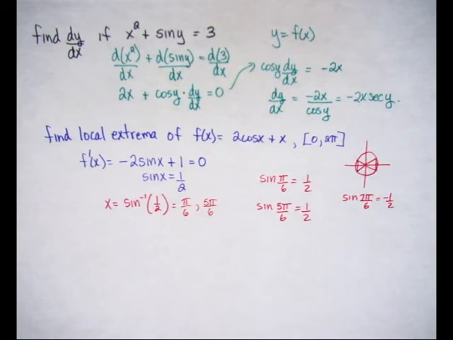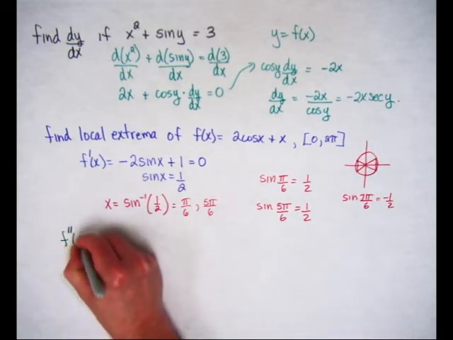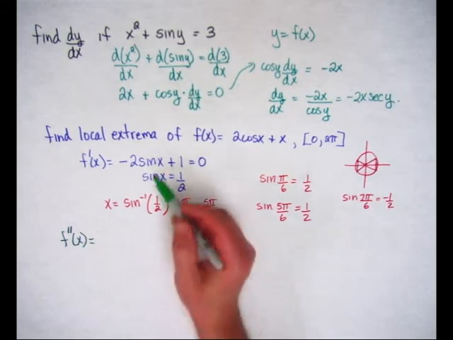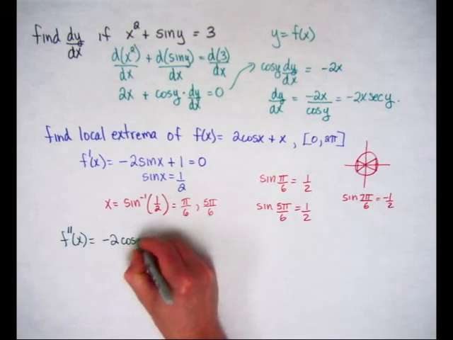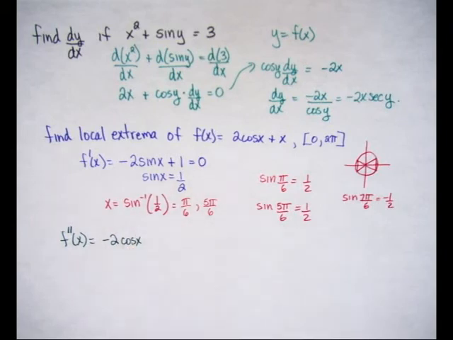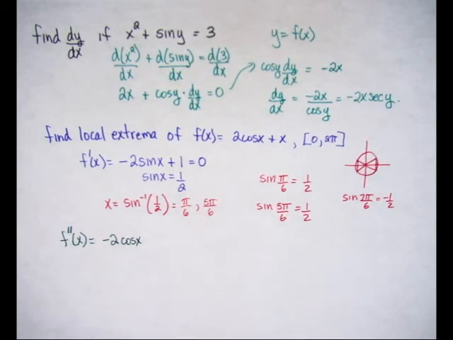Now the question wanted us to find the local extrema. So we know we have an extreme value at pi over 6 and 5 pi over 6. If we wanted to actually classify them as whether they're max or mins, you may recall we learned something called the second derivative test. So we take the second derivative, f double prime. If you take the derivative again, we're going to get negative 2 times the derivative of sine, which is cos. The second derivative test says that if you plug your critical points in, if you get a negative answer, you have a local max, and if you have a positive answer, you have a local min.